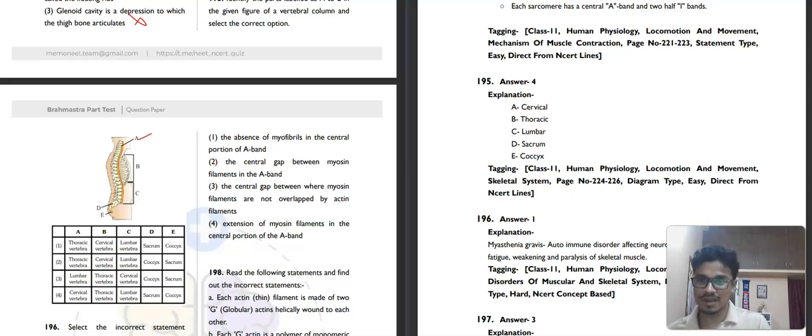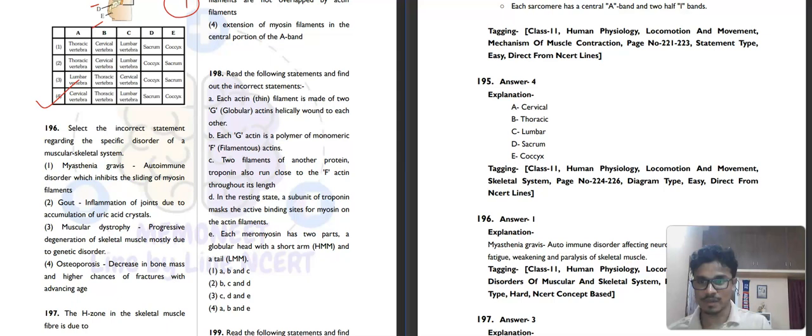A is cervical, B is thoracic, C is lumbar, D is sacrum, E is coccyx. So correct answer option number 4. All the vertebrae we have divided into 5 parts. Then question number 196.